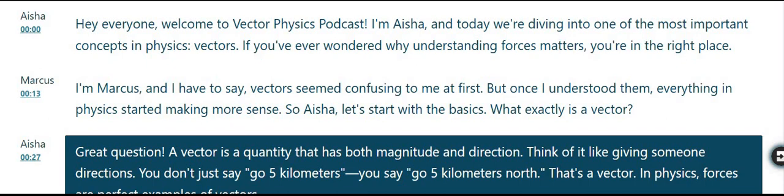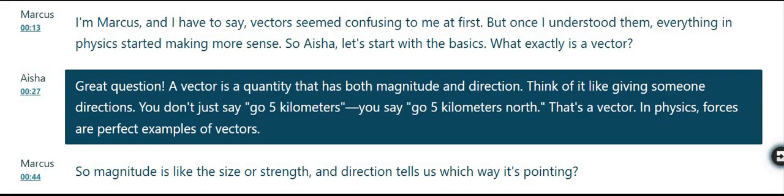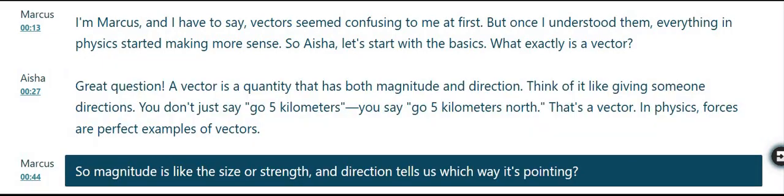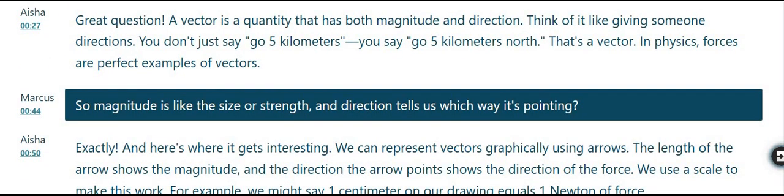Great question. A vector is a quantity that has both magnitude and direction. Think of it like giving someone directions. You don't just say, go 5 kilometers. You say, go 5 kilometers north. That's a vector. In physics, forces are perfect examples of vectors. So magnitude is like the size or strength, and direction tells us which way it's pointing.